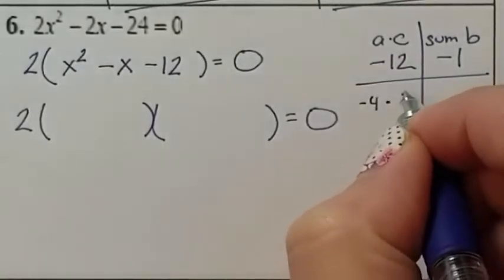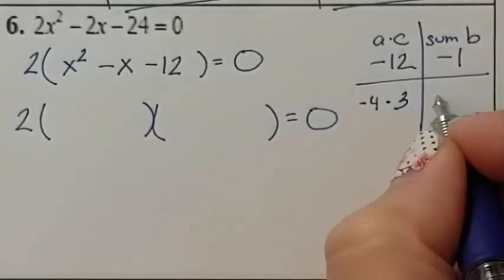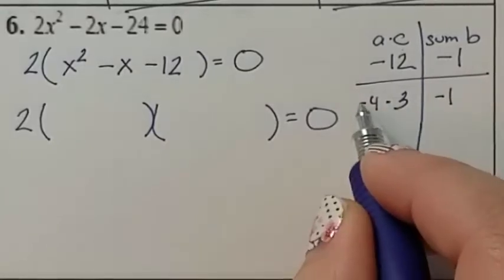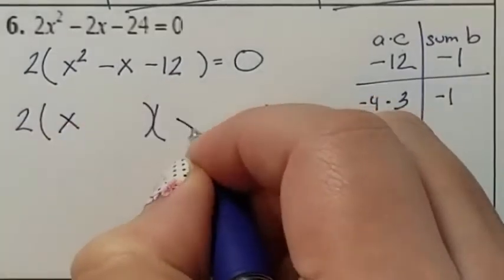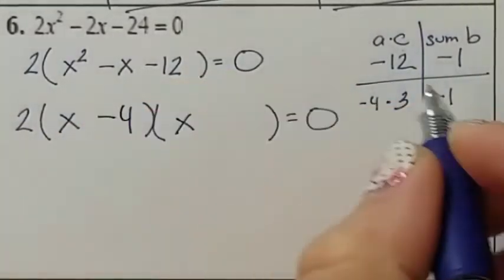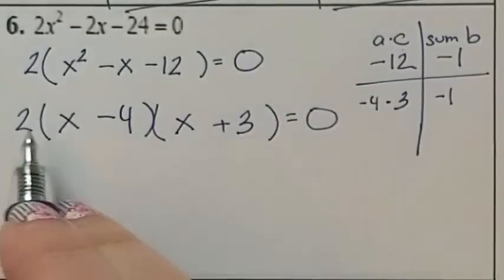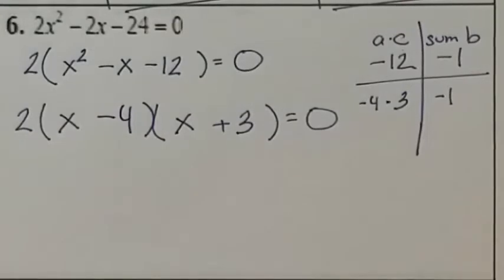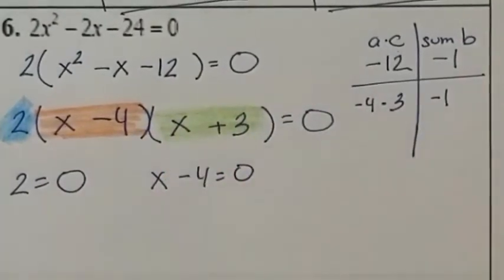Negative 4 times 3 multiply together to get me negative 12. When I add these together, I get negative 1. So my two numbers are negative 4 and 3. The only way to get x squared was x times x. You said minus 4 and positive 3. 3 factors means that I need 3 problems to solve for. So either this is the reason my problem is 0. The second factor is the reason my problem is 0. Or the third factor is the reason my problem is 0.